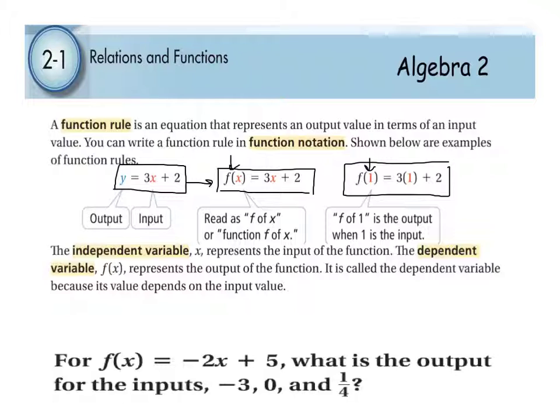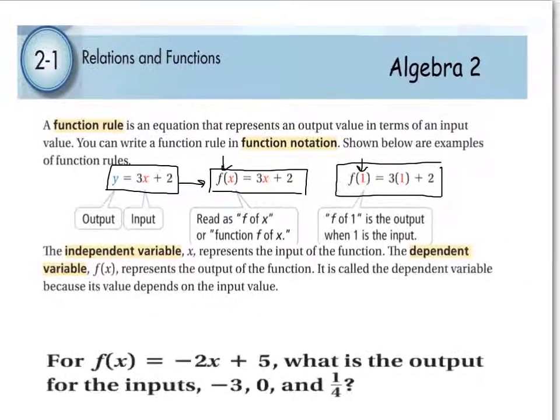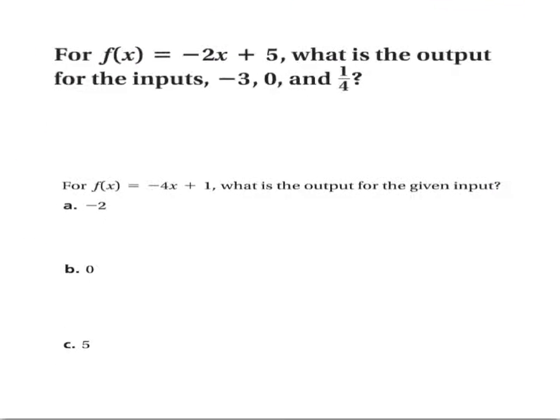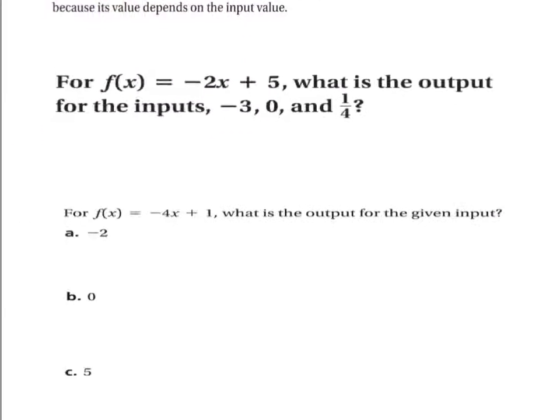The independent variable, we've talked about this, the independent variable x represents the input of the function. The dependent variable, which is f of x or y, represents the output. It's called the dependent variable because its value depends on the input. So as we look at this here now, all we're going to do is just simple substitution.